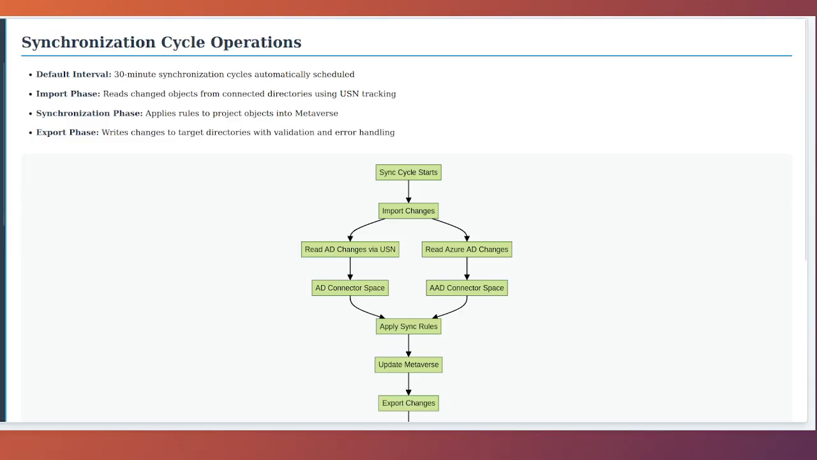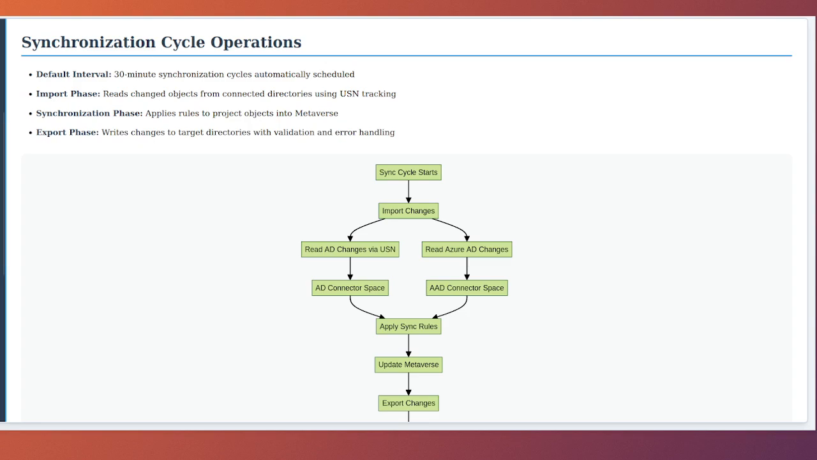The default synchronization cycle runs every 30 minutes. During each cycle, the engine performs several distinct operations. First, it executes an import operation against each connected directory, reading any objects that have changed since the last import. For Active Directory, this uses the USN changed attribute to efficiently identify modified objects without scanning the entire directory.